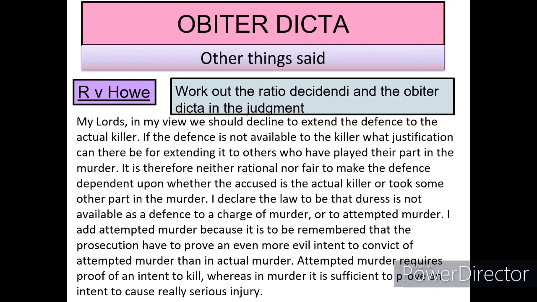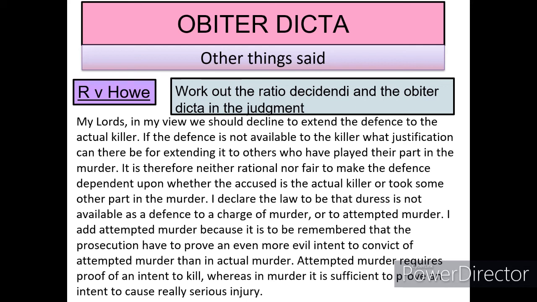I declare the law to be that duress is not available as a defence to a charge of murder or to attempted murder. I add attempted murder because it has to be remembered that the prosecution have to prove an even more evil intent to convict of attempted murder than in actual murder. Attempted murder requires proof of intent to kill, whereas in murder, it is sufficient to prove an intent to cause really serious harm.